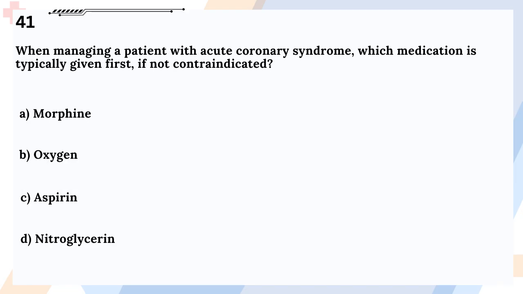Question 41. When managing a patient with acute coronary syndrome, which medication is typically given first, if not contraindicated? A. Morphine. B. Oxygen. C. Aspirin. D. Nitroglycerin.